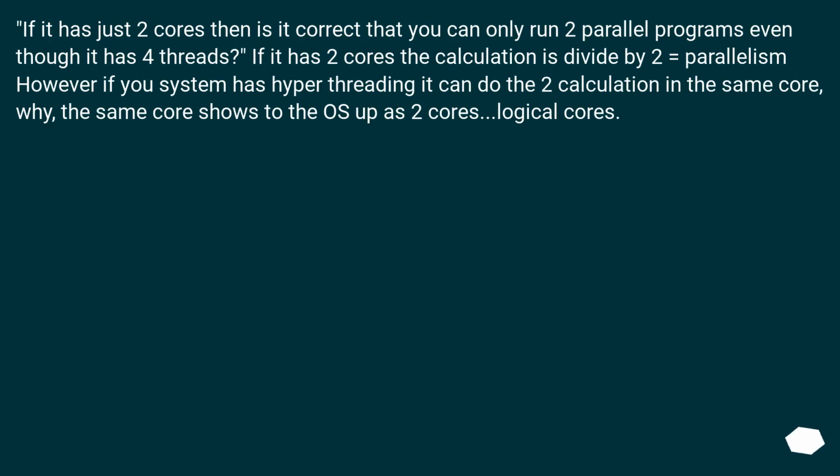If it has just 2 cores, then is it correct that you can only run 2 parallel programs even though it has 4 threads? If it has 2 cores, the calculation is divide by 2 equals parallelism. However, if your system has hyper-threading, it can do the 2 calculations in the same core. Why? The same core shows to the OS as 2 cores, logical cores.